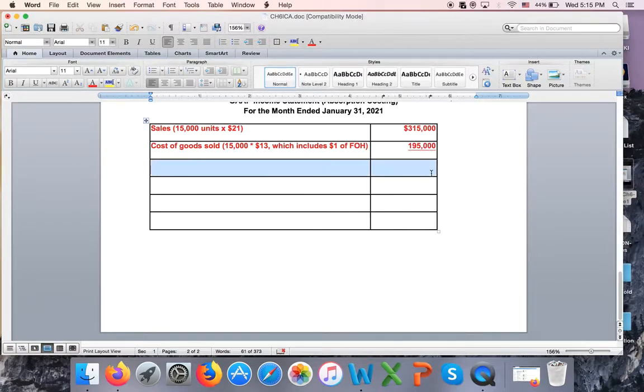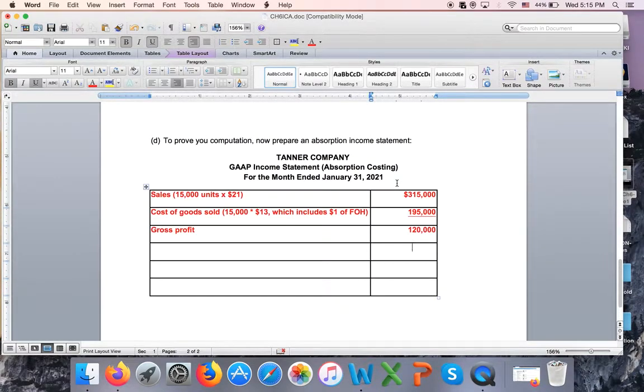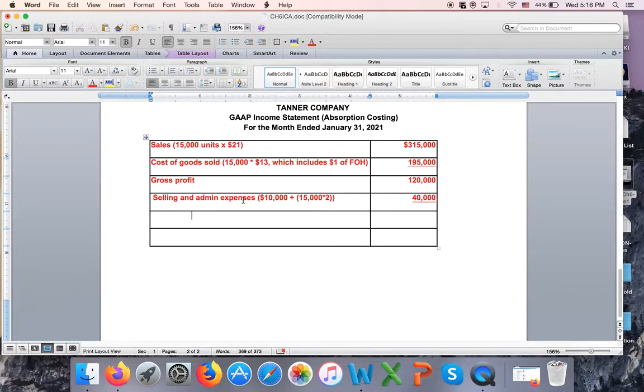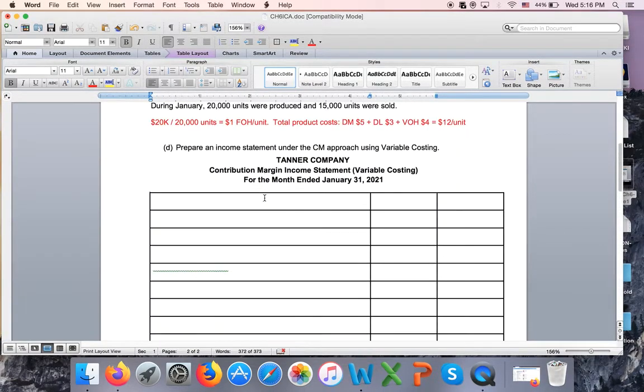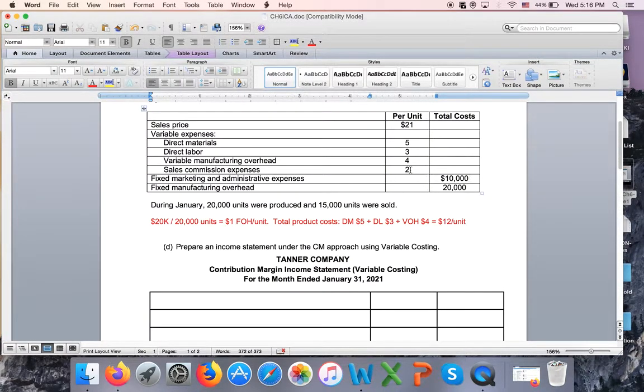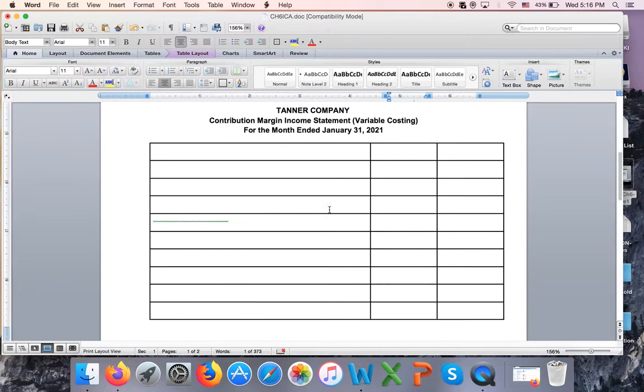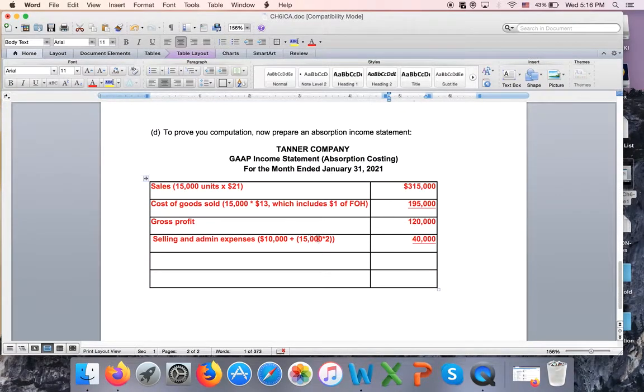As a result, my gross profit is going to be higher because of the $5,000 that stayed in the inventory. And right here, I'll put my selling and administrative expenses. These are your period costs, your operating expenses. So it's $10,000 fixed. And then, guys, from here, it's $2 variable multiplied by 15,000 units sold. So that's $40,000 expensed out. So my net income is $80,000.